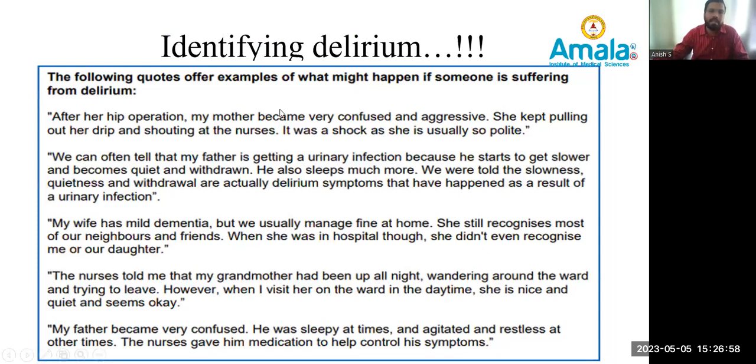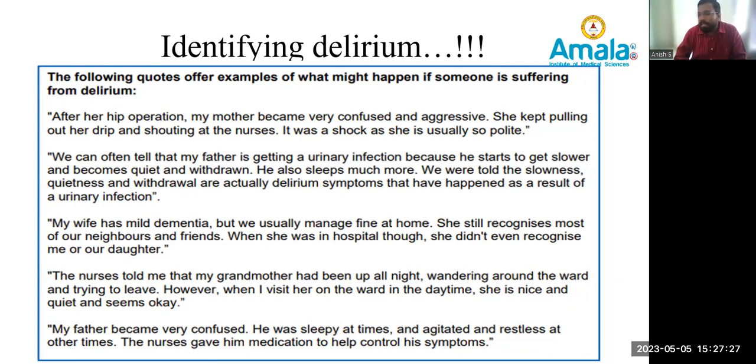Now, identifying delirium. Here I have put some examples of how delirium can be picked up. So the following quotes are examples of what might happen if someone is suffering from delirium. These are the words of the caregivers given to the healthcare workers. So after her hip operation, my mother became very confused and aggressive. She kept pulling out her drip and shouting at nurses. It was a shock, as she is usually so polite.